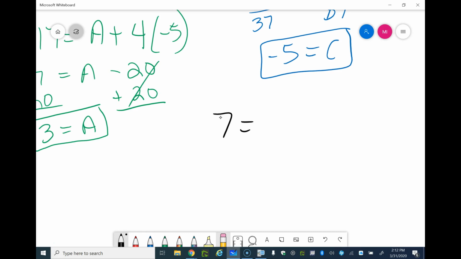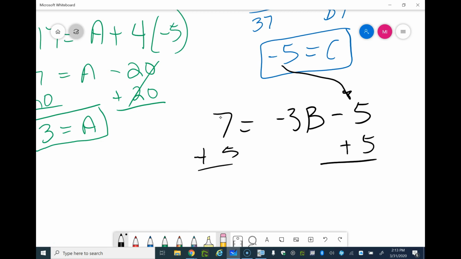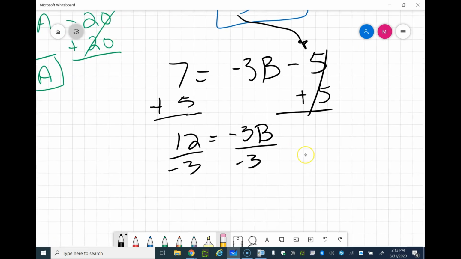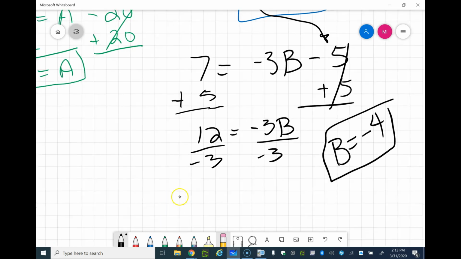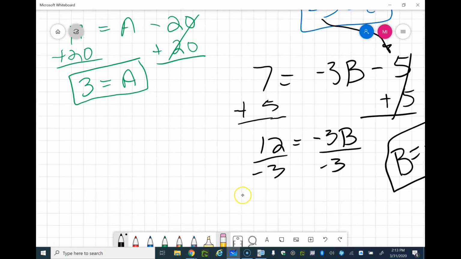So 7 equals -3B minus 5. So again, I'm plugging the C in for the -5. I'm going to add 5 to both sides. That gives me 12 is equal to -3B. Divide both sides by -3. So B is equal to -4. All right, finally finished. We got my A, my B, and my C.